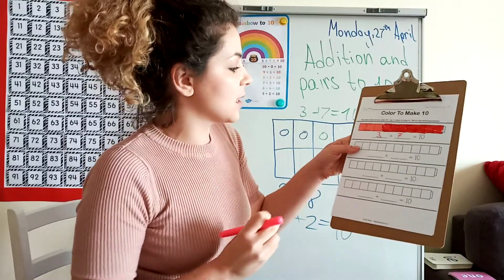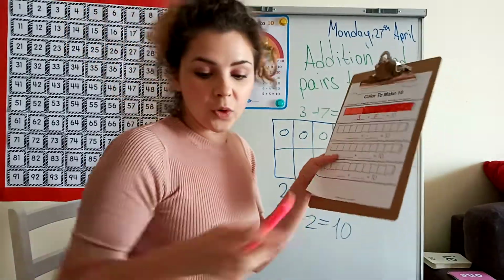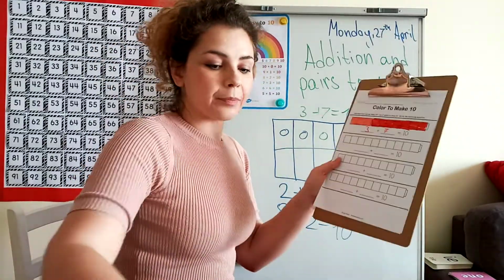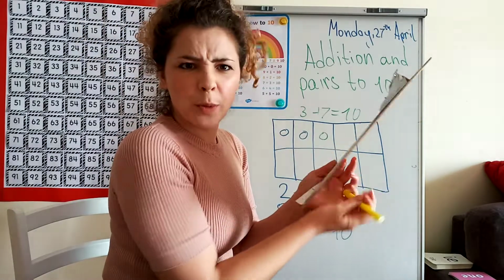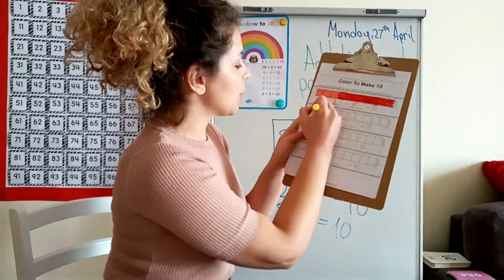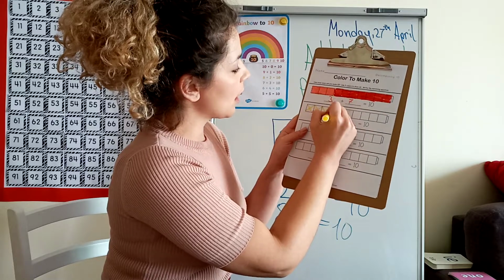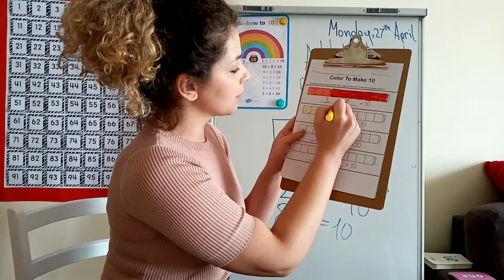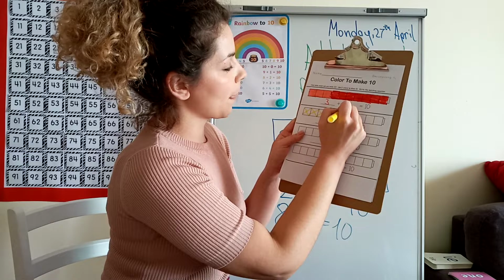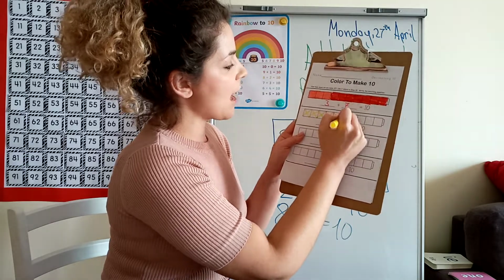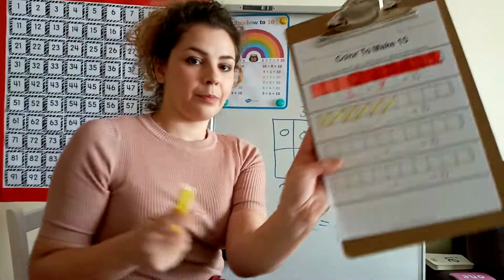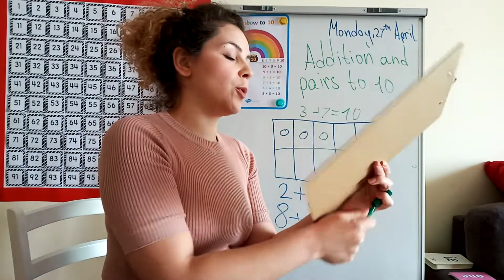Let's see what else. So let's do 2 more. If it's too much for you to color, then maybe you can do it like this, with X's. So I'm going to do a few X's here in yellow, and I'm going to do a few in green.